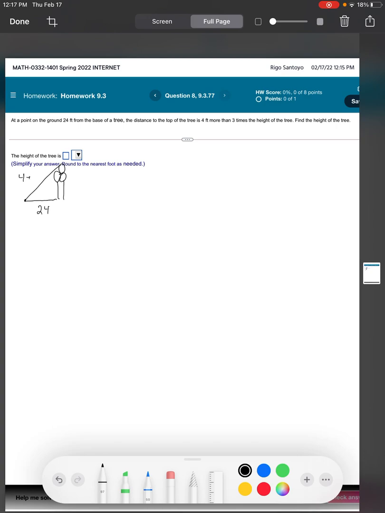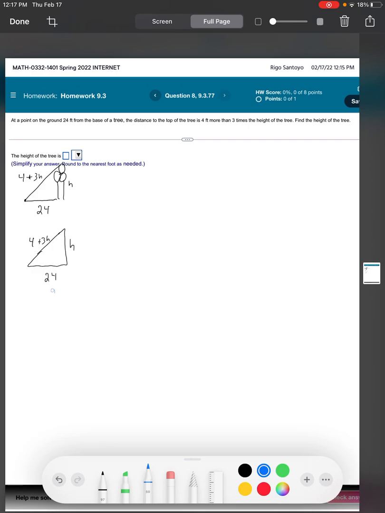4 more than 3 times the height of the tree. So the height of the tree is just h. We want to find the height of the tree. So let's take a look here. It looks like we have a right triangle. We have h, we have 24, 4 plus 3h.